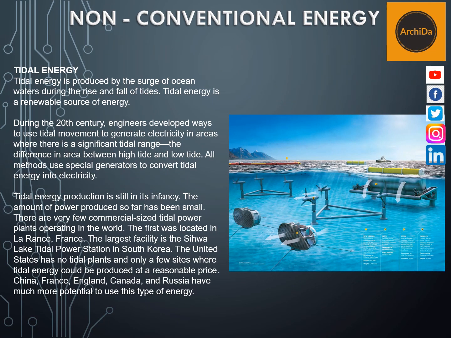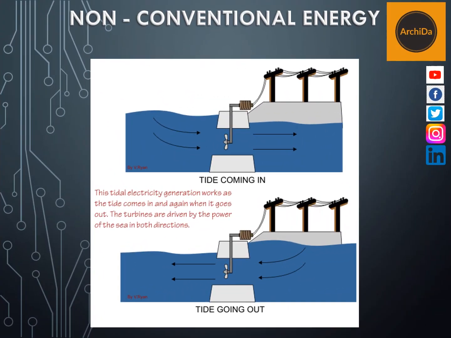Based on the picture on the right, you can see that there are four variations of how to get energy via tidal, or via the current, or via the sea movement. This GIF just shows you whether the tide is coming in or going out, it will always generate electricity. So it is a very clean energy because it does not produce any kind of exhaust.